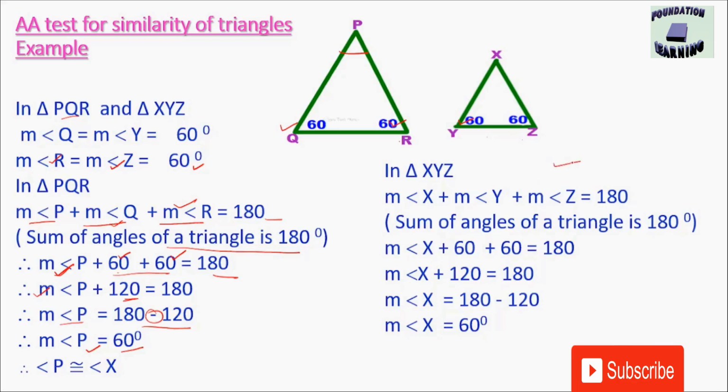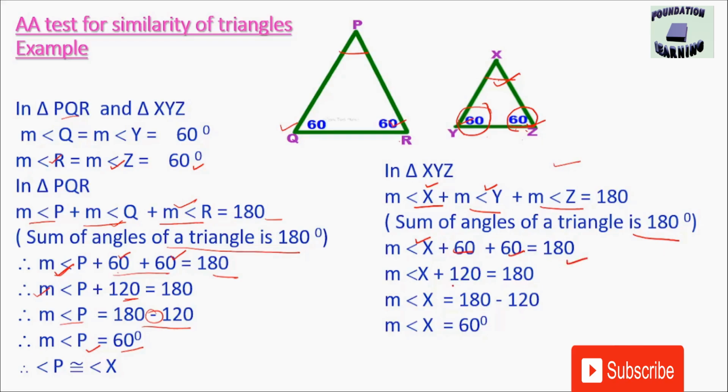Now we'll take this side. We said measure angle X we don't know. Measure angle Y is 60. Measure angle Z is 60. And what is the sum of the angles of a triangle? It is 180. So measure angle X plus measure angle Y plus measure angle Z, these three angles, sum is 180. Now we don't know the measurement of angle X. We write it as it is. Measure angle Y is 60. Measure angle Z is 60. And total measurement is 180.